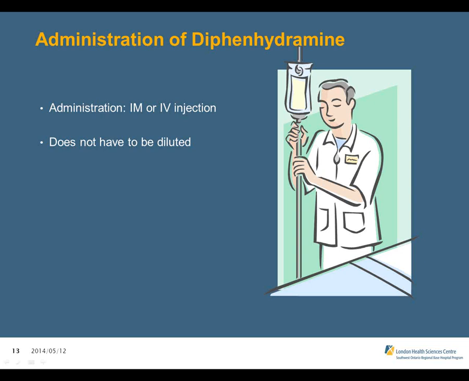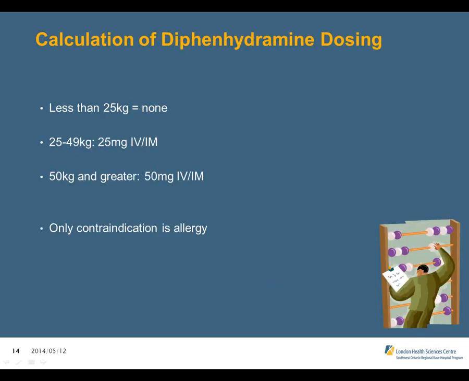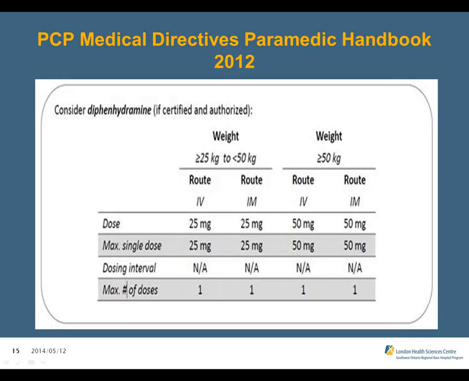So again, it's administered through IM or IV injection and does not need to be diluted. In terms of calculating the dosing for it, if the patient is less than 25 kilograms, then they do not qualify for Benadryl. Between 25 and 49 kilos, it would be a 25 milligram dose, IV or IM, and 50 kilograms or greater, they could receive the maximum dose of 50 milligrams IV or IM. And again, the same information is seen in your handbook and in the medical directives. And to note, the maximum number of doses is 1.